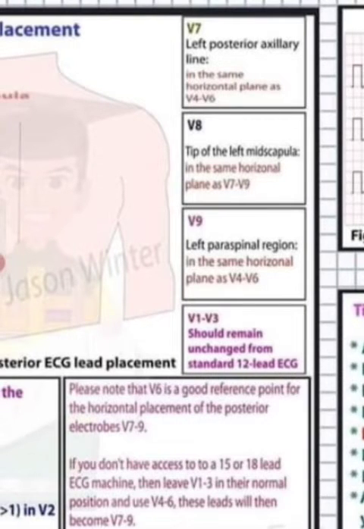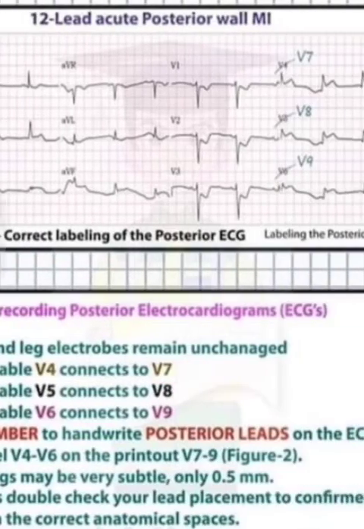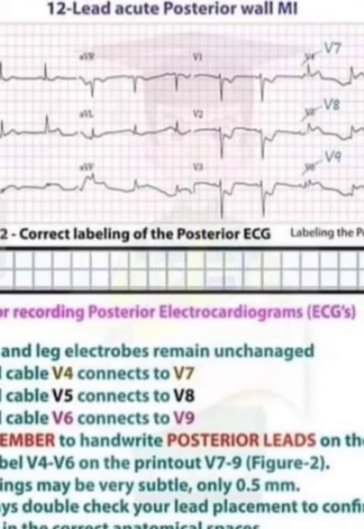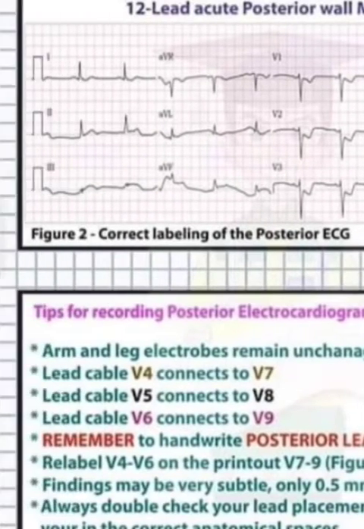If you do not have access to a 15 or 18 lead ECG machine, then leave V1 to V3 in their normal position and use V4 to V6 as V7 to V9. Here you can see the T wave is upright, there is ST depression.